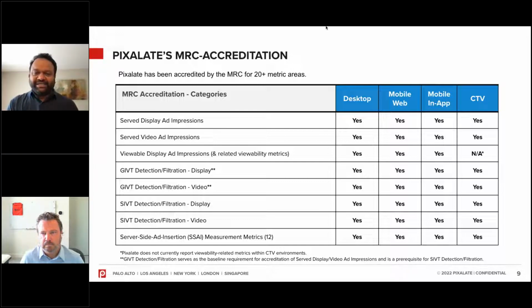All of this is basically to emphasize the depth of our capabilities in terms of IVT detection, and really being able to use all this as part of a core platform, but being able to use it across the products that we have.